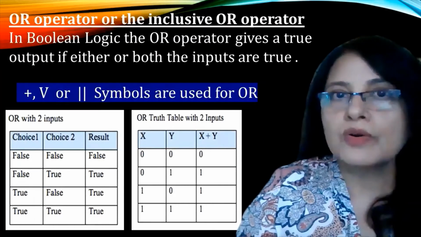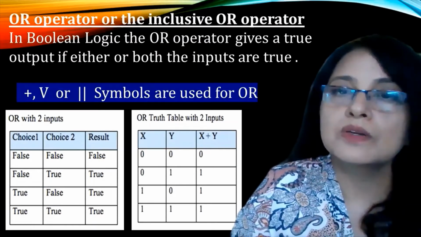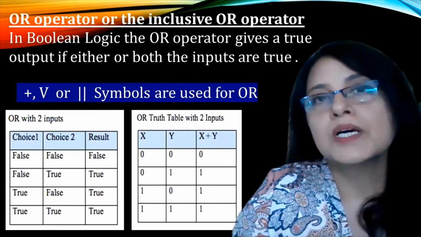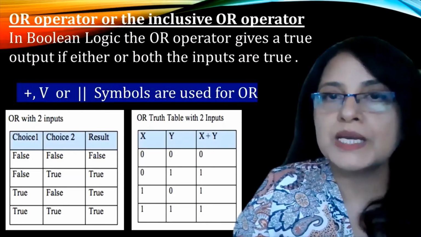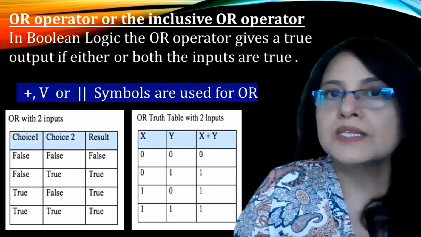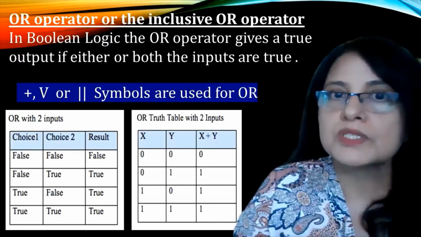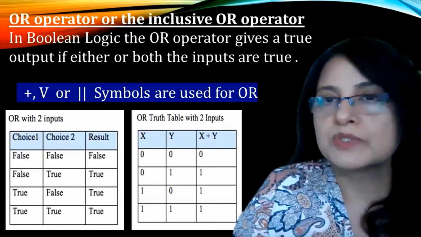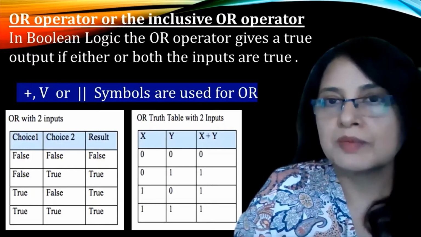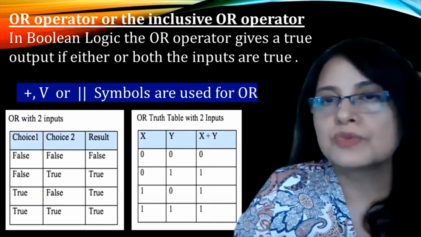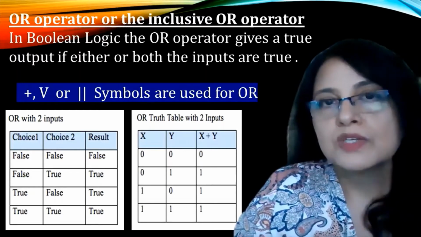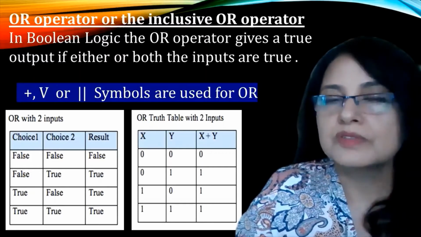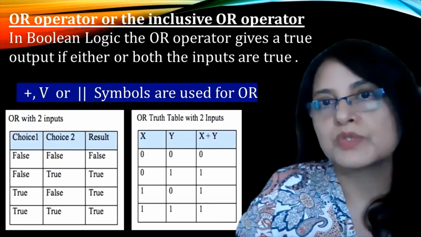We come to the OR operator, which is also called the inclusive OR operator, and it is written with the plus sign, or in some cases it's written with the V or double pipes. Now, in this case, if both the inputs are false, the output is false. In case one of the inputs is true, the output will become true. And of course, if both are true, then the output is also true. Only when both are false, it's false. So if we take zeros, then both the inputs have to be 0 for the output to be 0.